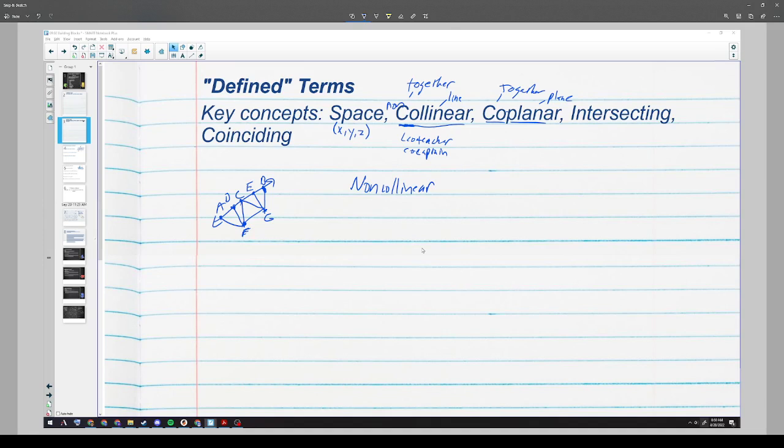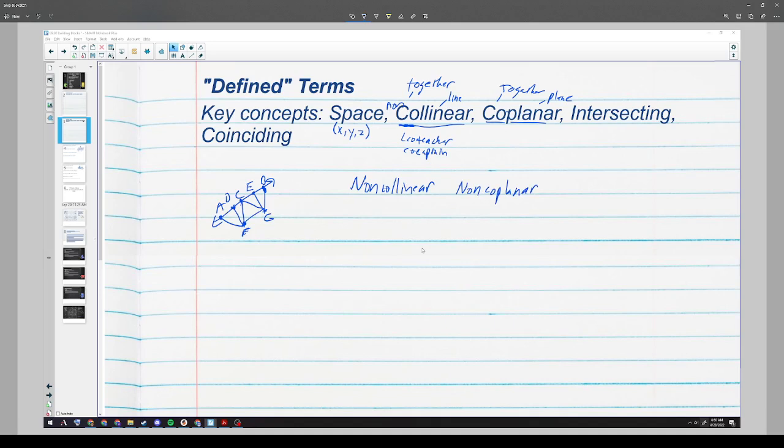So those are non-collinear because there's not a single line that passes through all 3. And on the last slide we saw that any 3 non-collinear points define a plane. So we can now use this defined term, non-collinear, to refine our definition of how we can find a plane. We need 3 non-collinear points to make a plane. And then non-coplanar just means objects that are not on a plane together.